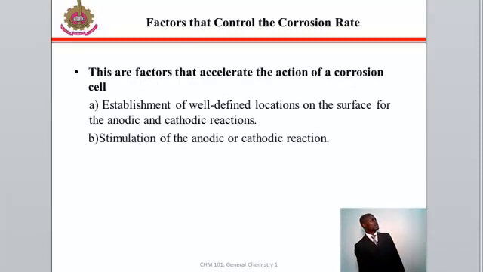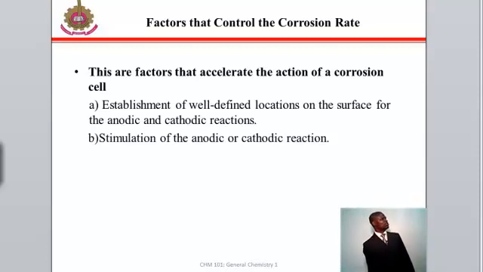Factors that control the corrosion rate. There are two of them. One, establishing a well-defined location on the surface for the anodic and cathodic reaction is one of the factors that controls the corrosion rate. This concentrates the damage on small areas where it may have serious effect. This is described as a local cell action. And such effect can occur when metals of differing electrochemical properties are placed in contact, giving a galvanic couple.